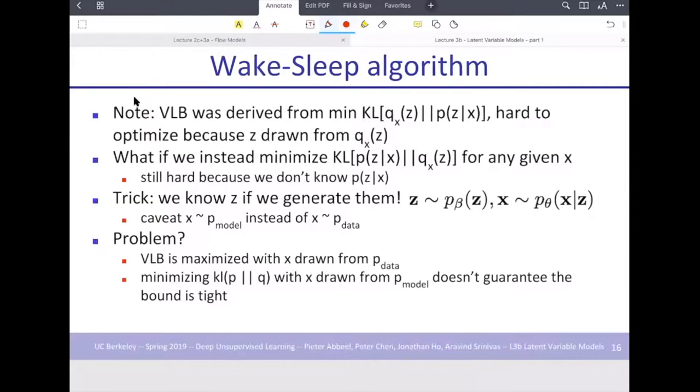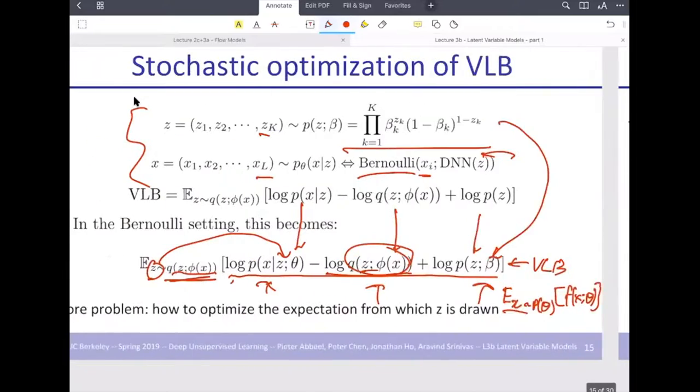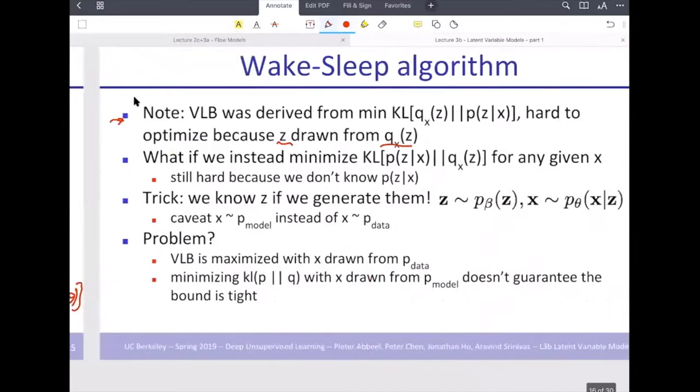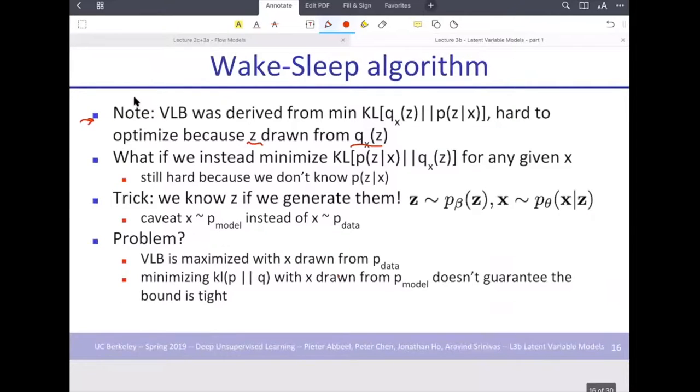Okay, so what we covered in the previous slide is summarized in this first point: the VLB derived from the KL divergence is hard to optimize because Z is drawn from the Q of X. So Z is drawn from this distribution, which is part of the KL divergence. That's why it's difficult to optimize.